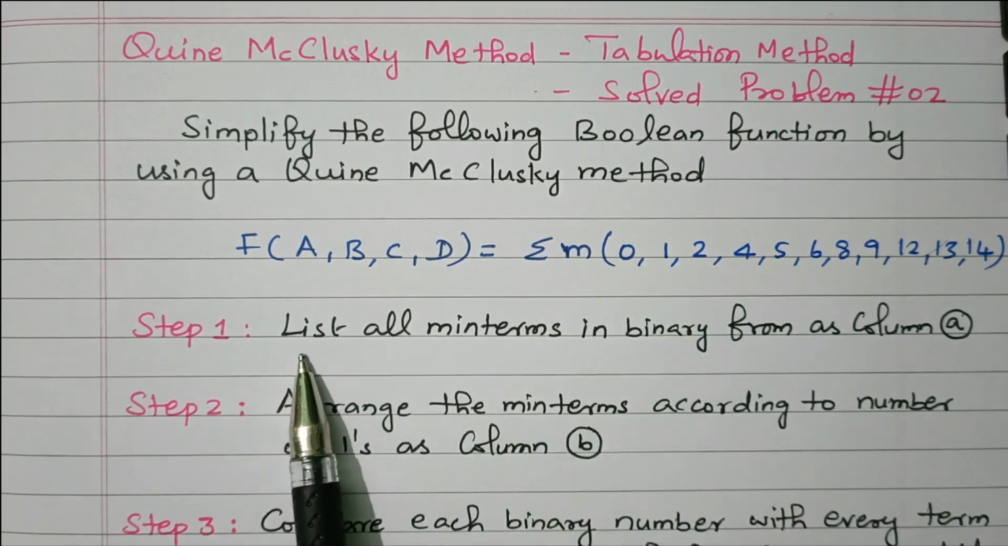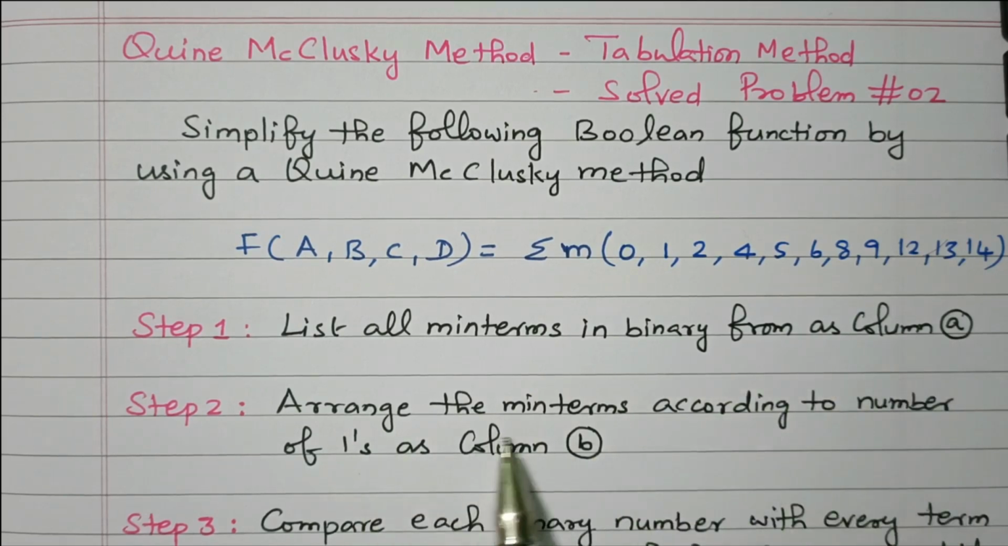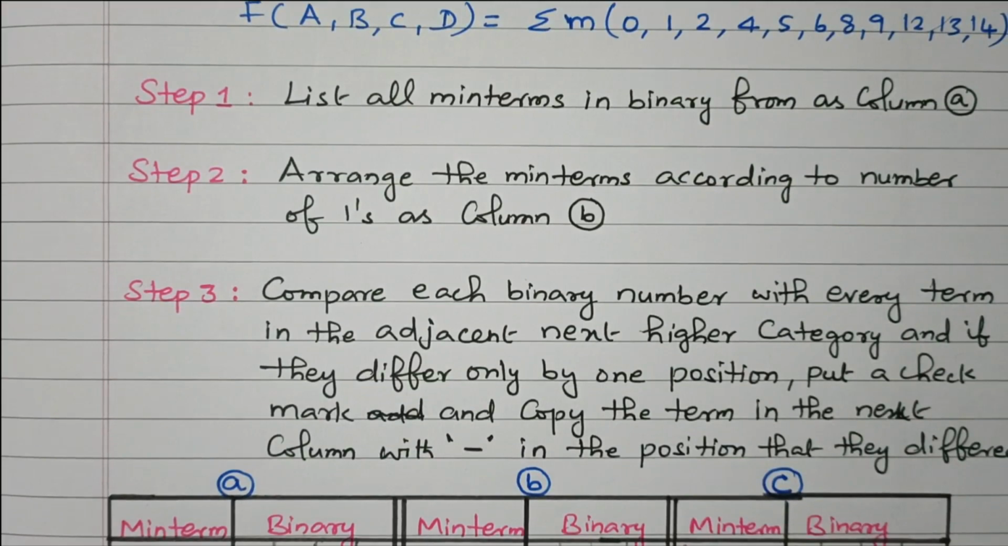So step 1 is list all the min terms in the binary form, that is column A. Arrange the min terms according to the number of ones in column B. First, all the min terms are written in binary form, then arranged by the number of ones: only 1 one, only 2 ones, 3 ones, like that. Then step 3 is compare each binary number with every term in the adjacent next higher category. If they differ by only one position, put a tick mark and copy them in the next column with a dash symbol in that position. That is column C.